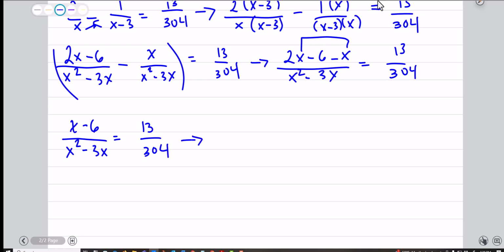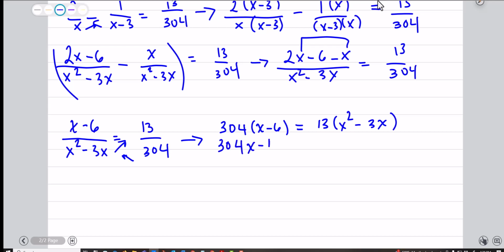And now what I'm going to do is multiply 304 on both sides and then the x squared. So I'm kind of doing that cross multiplying again. So I have 304 times that x minus 6. And then I'm going to move the x squared minus 3x to this other side. From here, I would have 304x minus 1824 equals 13x squared minus 39x.